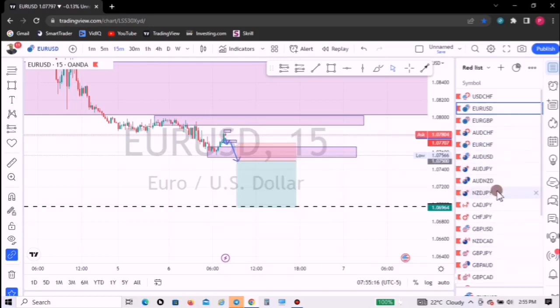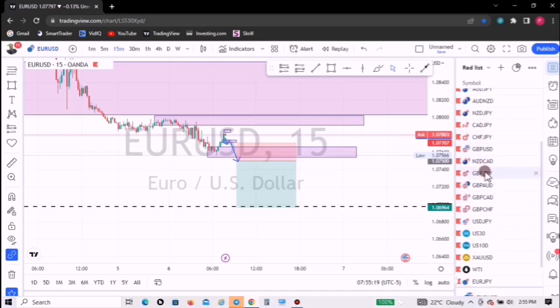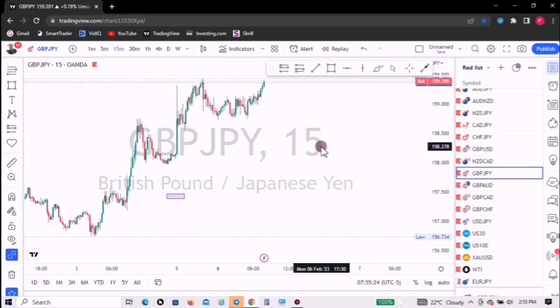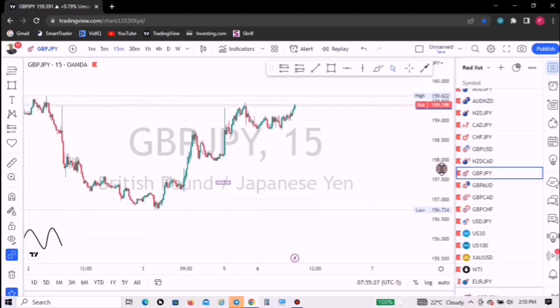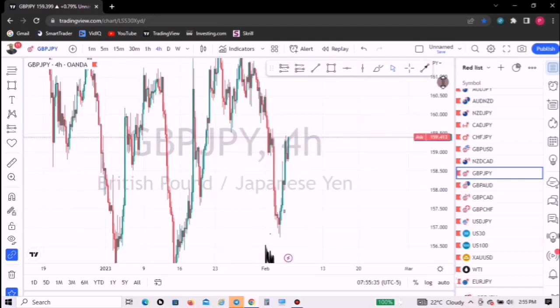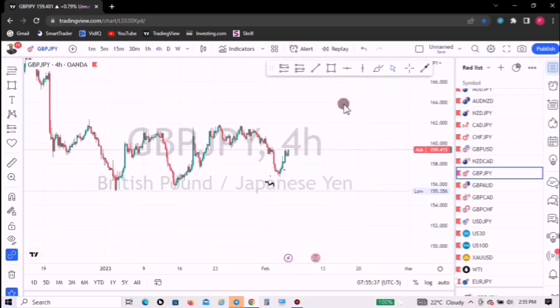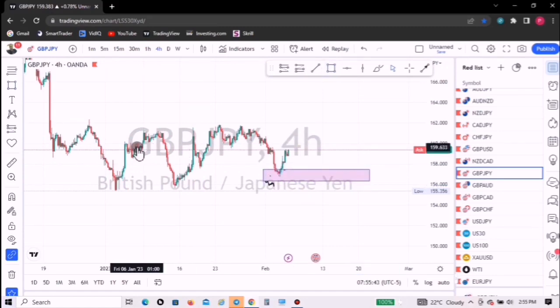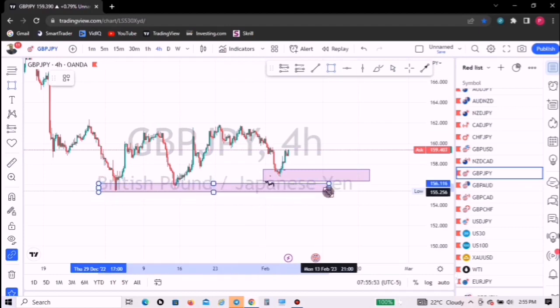Let me just pick any pair at random. I just want you to have a picture, GBP JPY. I just want you to have an understanding of the analysis process using our main strategy. Okay, I start from the 4-hour time frame. I will mark this lowest area, and then price is ranging right here. Price is ranging, so in this case I can just mark this whole region.